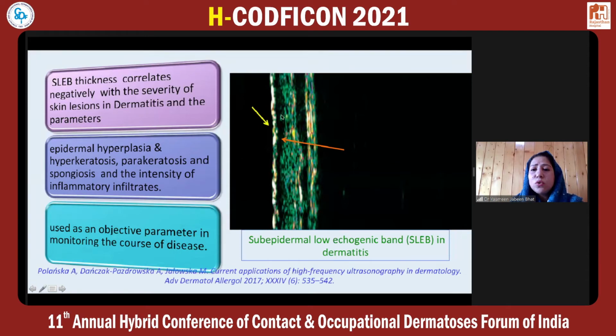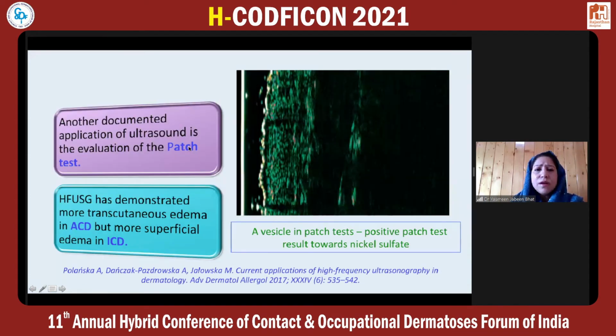So this is the subepidermal low echogenic band which we can see, and its thickness correlates negatively with the severity of the skin lesions. This bandwidth is less if there is more inflammation, obviously. So it correlates negatively with parameters like epidermal hyperplasia, hyperkeratosis, and intensity of the inflammatory infiltrate. So it is used as an objective parameter in monitoring the course of the disease. Another documented use is the evaluation of the patch test. And we can also see that the transcutaneous edema is deeper in case of allergic contact dermatitis, and more superficial in case of irritant contact dermatitis.